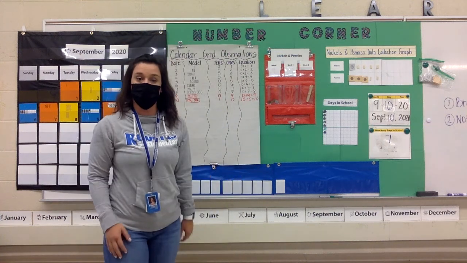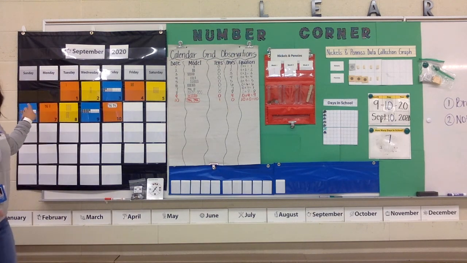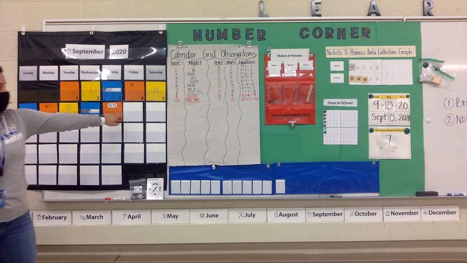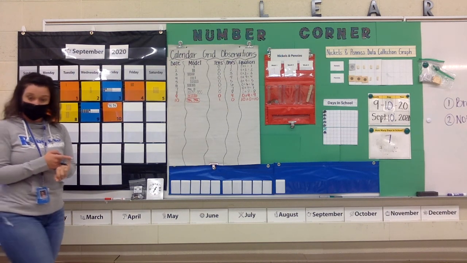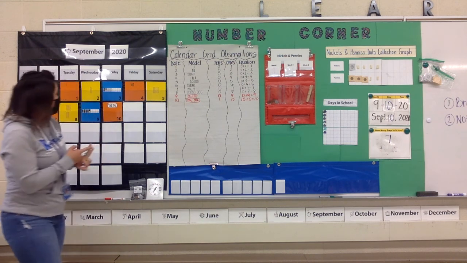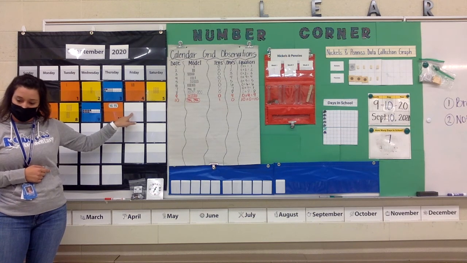We are at school right now doing our number corner. So my friends here at school and at home, you can participate with us. I want you to think about, what is today going to be? We talked about patterns yesterday, and we talked about our model or our picture. I want you to think about what today will be.